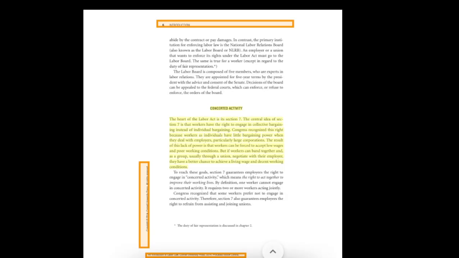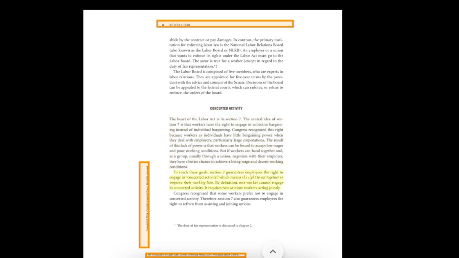Concerted activity. The heart of the Labor Act is its Section 7. The central idea of Section 7 is that workers have the right to engage in collective bargaining instead of individual bargaining. Congress recognized this right because workers as individuals have little bargaining power when they deal with employers, particularly large corporations. The result of this lack of power is that workers can be forced to accept low wages and poor working conditions. But if workers can band together and, as a group, usually through a union, negotiate with their employer, they have a better chance to achieve a living wage and decent working conditions.